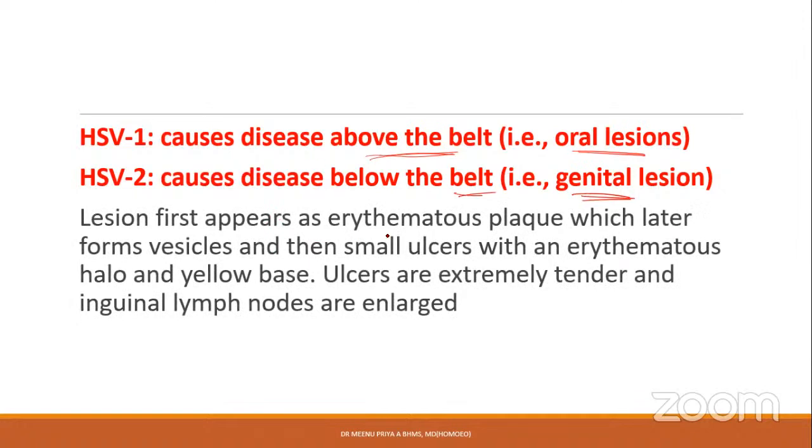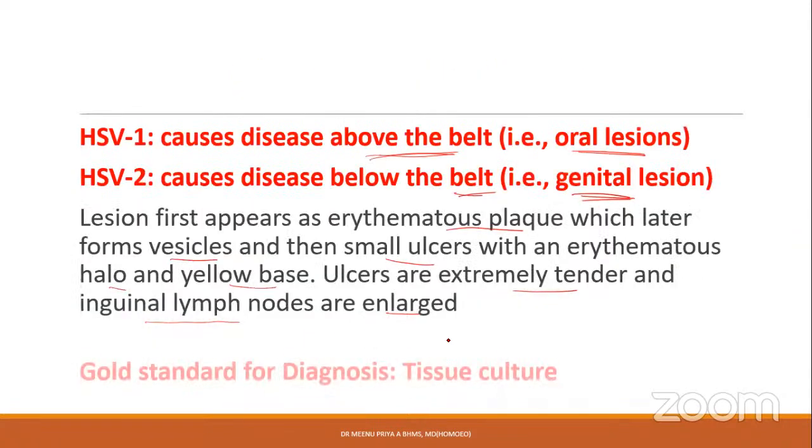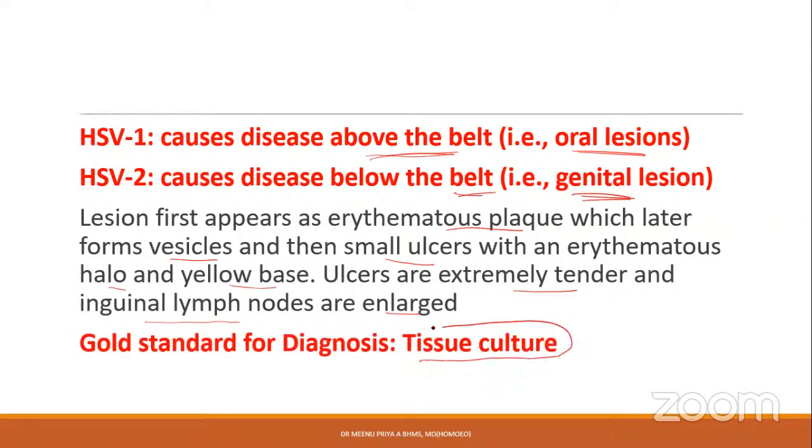And how the lesion first appears: erythematous plaque which later forms vesicles, and then small ulcers with an erythematous halo, and then a yellow base. So this is normal for any herpes infection. This is how it occurs. And ulcers are extremely tender, extremely painful, and inguinal lymph nodes are enlarged. And then for diagnosis, we saw which is the most accurate test. The accurate test, which we saw before, was PCR, but the gold standard is tissue culture of herpes genitalis. The gold standard is tissue culture.